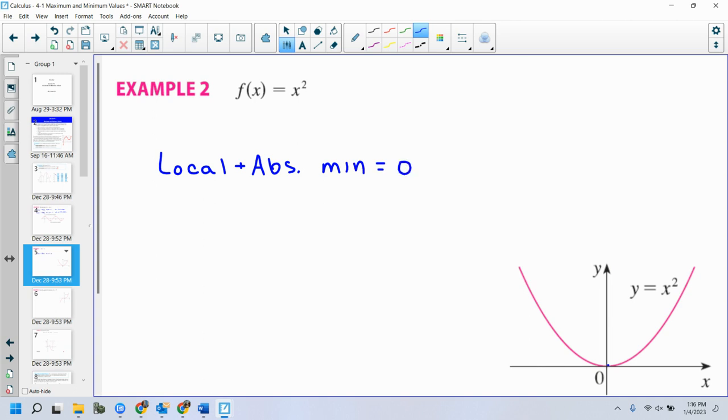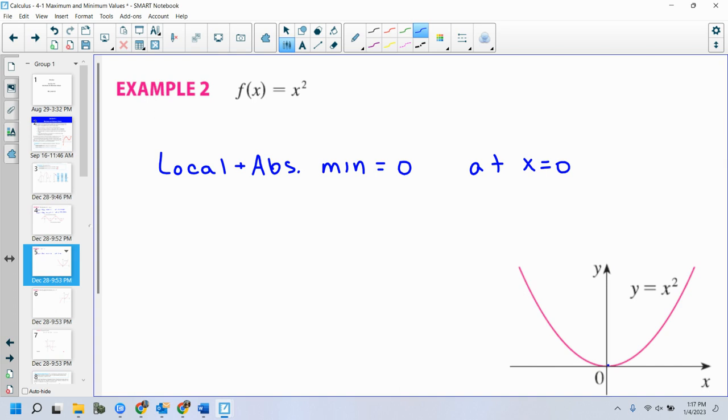And again, we could say it's occurring when x is 0. Yes? Is it absolute because it's the lowest point on the graph? Right. It will never turn back downward if it's just x squared.